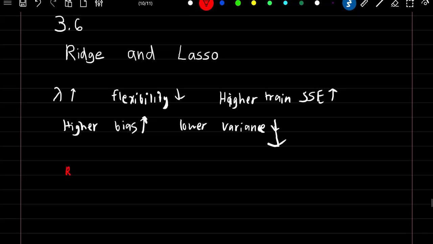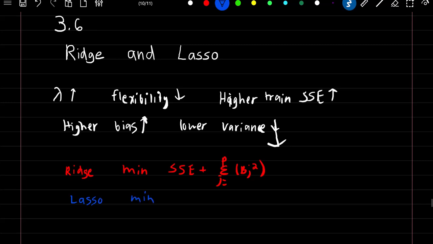So with ridge, our goal is to minimize the sum of squared error plus the summation of our coefficient estimates squared. With lasso, our goal is to minimize the sum of squared error plus the summation of the absolute value of our beta coefficients. And then both of these have the tuning parameter lambda, which affects the weight of this side of the equation.